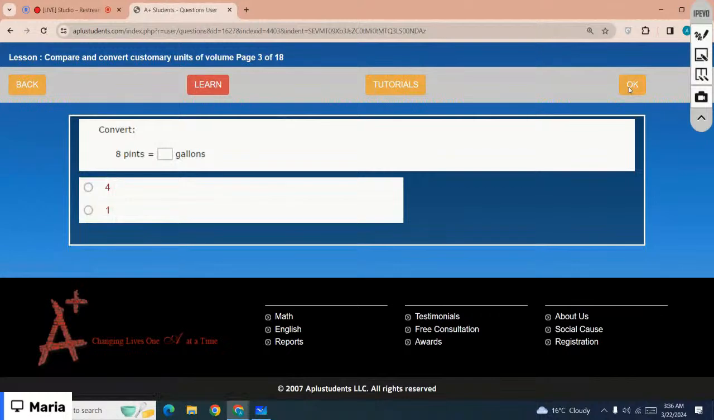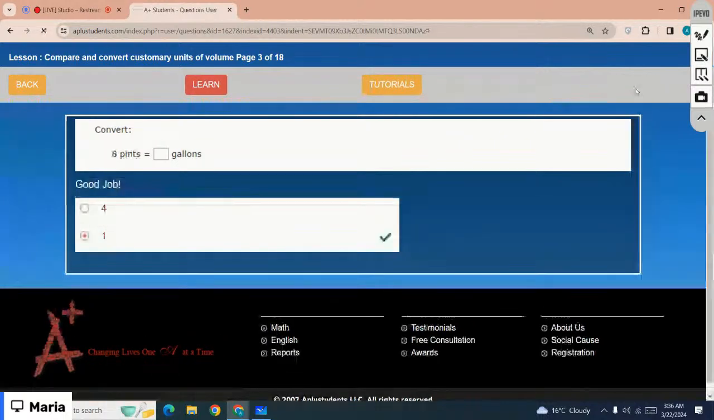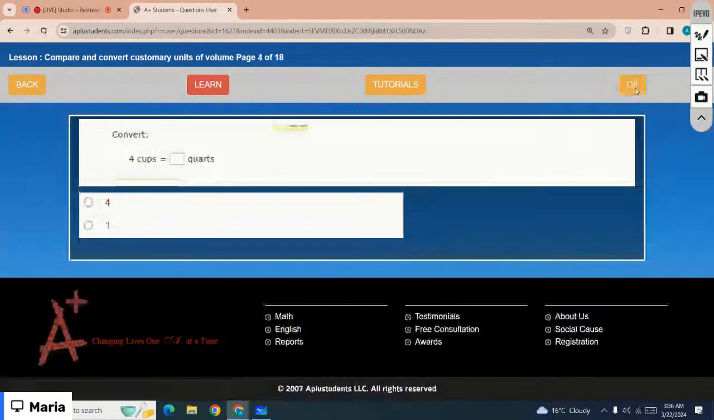8 pints equal how many gallons? 8 pints equal 1 gallon. 1 gallon equals 8 pints. So the correct option is 1 gallon. Okay, 4 cups equal how many quarts? 4 cups equal 1 quart. The correct option is 1.